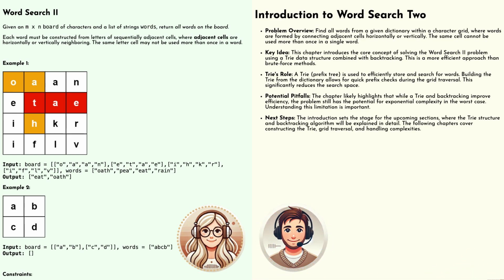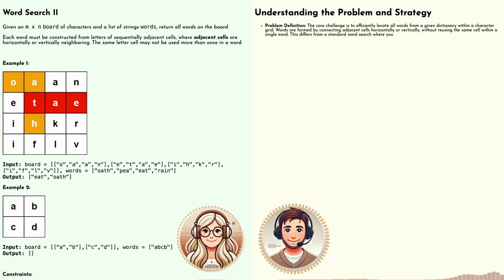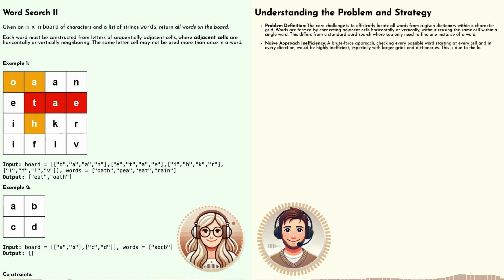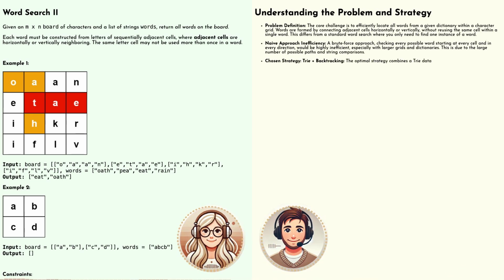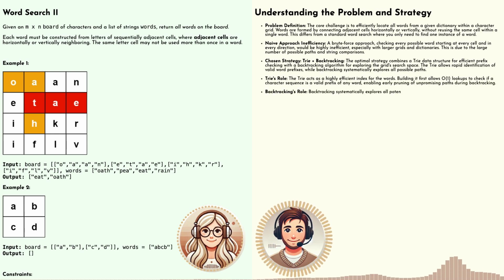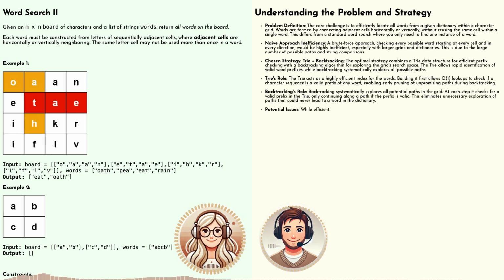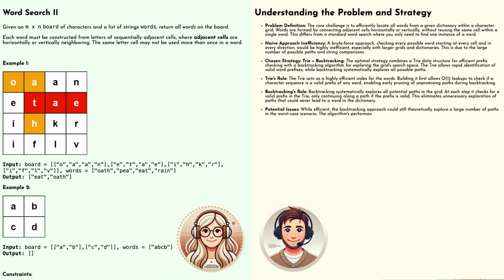First things first, though, let's make sure we're on the same page about the problem itself. Okay, so picture this. We have a grid of letters, like a playing board, and we have a dictionary, potentially massive, full of words. What are we actually trying to find? I'm guessing we need to locate all the words from the dictionary that are spelled out in the grid using adjacent letters, right? You got it. You can move horizontally or vertically, but no diagonals, and you can't use the same letter cell twice for the same word. So it's like tracing a path through the grid to spell out each word.